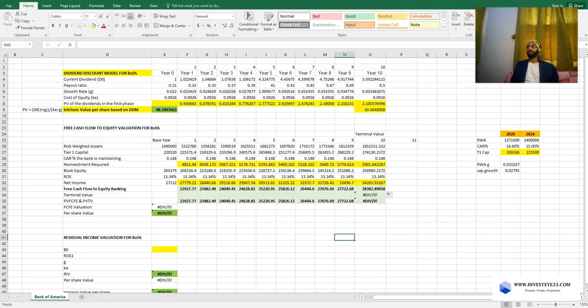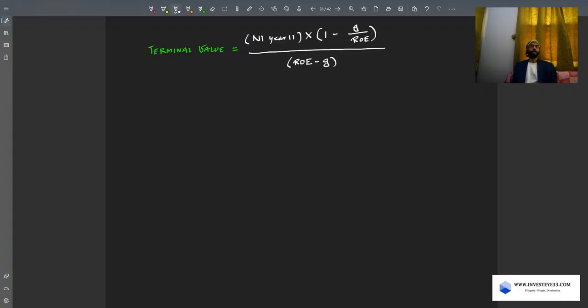Now how do we calculate that? That can be calculated in a different way, friends. Let me go back to the blackboard and tell you how we calculate that. The terminal value for Bank of America in year 10 is given by the net income in year 11 multiplied by 1 minus the ratio of the perpetual growth rate divided by the return on equity of Bank of America. This whole expression is divided by return on equity minus the perpetual growth rate. So I think we know all the values, friends. This can be reduced to numbers.